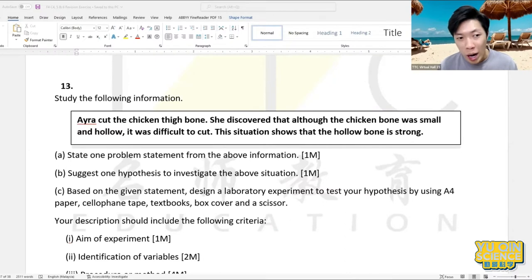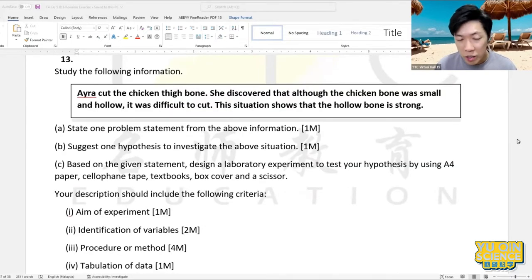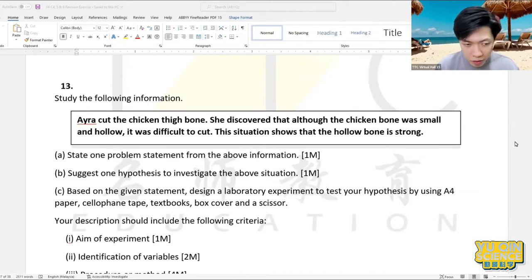Today I'm going to show you how to write an experiment with proper steps, okay? Hopefully by using these steps, you'll be able to answer questions all the way to your SPM. The same format applies to all experiments. We actually had this last time, but that was during your first term exam. So let's do it again just to recall your steps for this one.